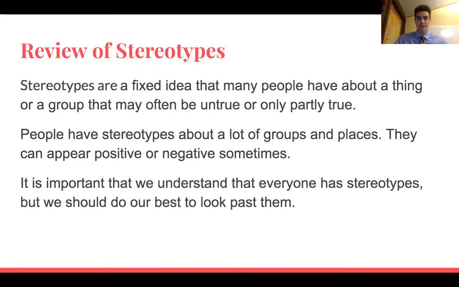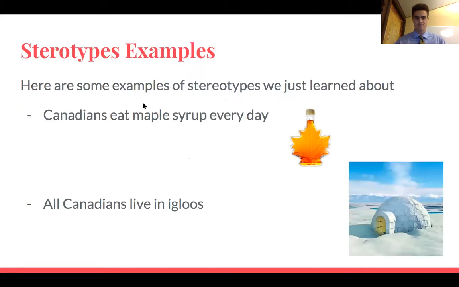before we get going on the activity for today, we are going to review stereotypes, okay? Stereotypes are a fixed idea that many people have about a thing or a group that may often be untrue or only partly true. And people have stereotypes about a lot of groups and places, okay? These stereotypes can appear positive or negative sometimes, mostly negative, but sometimes they can be positive. And it is important that we understand that everyone has stereotypes, but we should do our best to look past these stereotypes at the actual person.